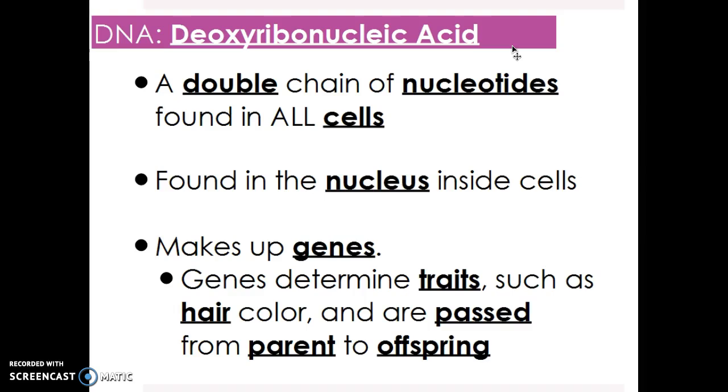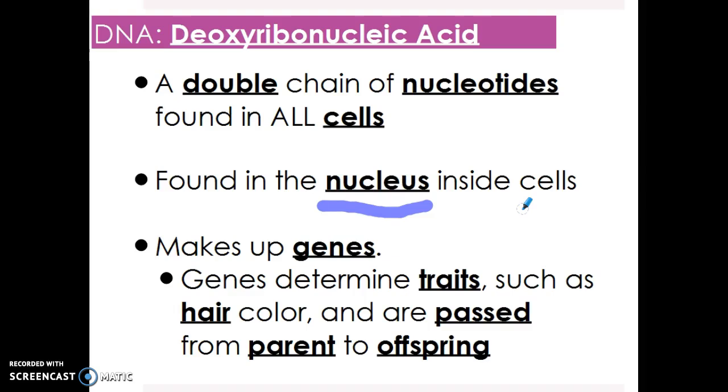By double chain, I mean that you have two strands of nucleotides that are connected in the middle and they twist. You will find DNA specifically in the nucleus. So before, when we said you can find nucleic acids in two parts, DNA is found in the nucleus, especially if there's a nucleus for the cell. And what DNA does is it makes up your genes.